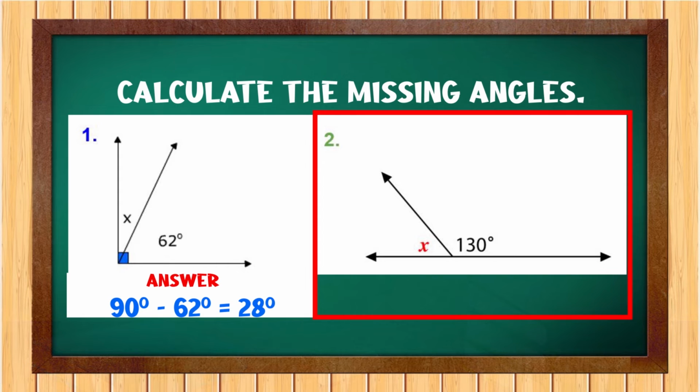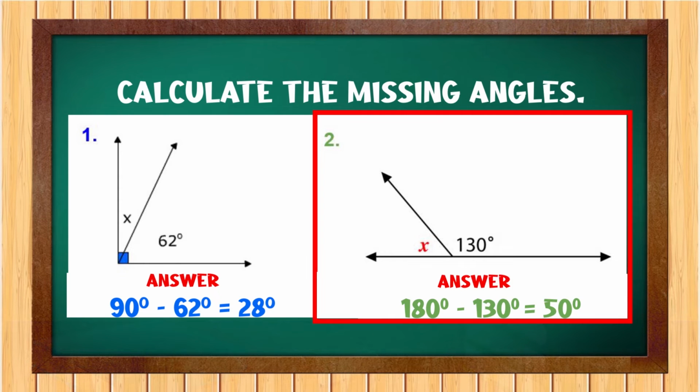With that in mind, let's do number 2. The 2 angles form a straight angle. A straight angle is measured at 180 degrees. Therefore, those 2 angles form supplementary angles. So how do we calculate for X? All we need to do, we're going to subtract 130 from 180. When we do that, we'll arrive at 50 degrees.